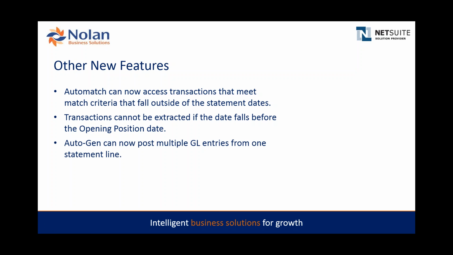Autogenerate can now post multiple GL entries from one statement line. So this is a new feature. So if you had an example where you had one charge on your bank account, you wanted to post that 2 ways within NetSuite, maybe with 2 references, or maybe even 2 separate accounts, we now have the capacity to do so. So you can now say, I know I'm going to get the £27 charge, but I want that to post as one transaction for 20 and a separate transaction for 7.